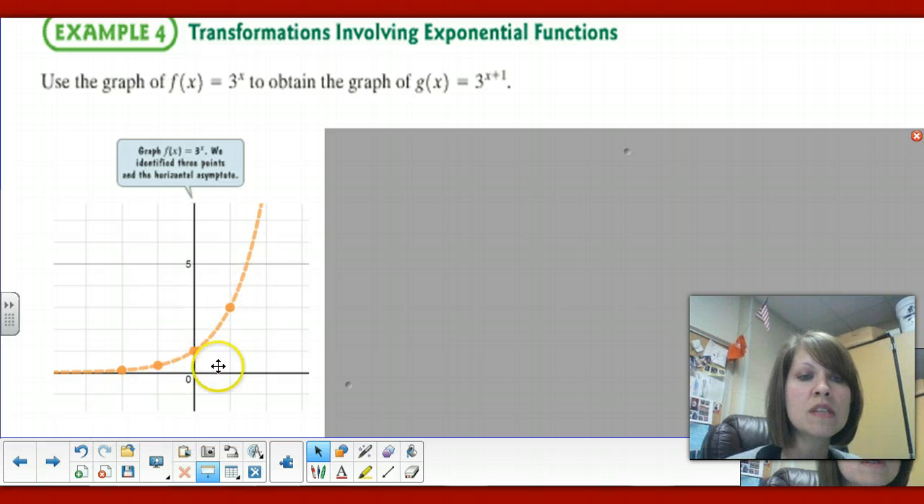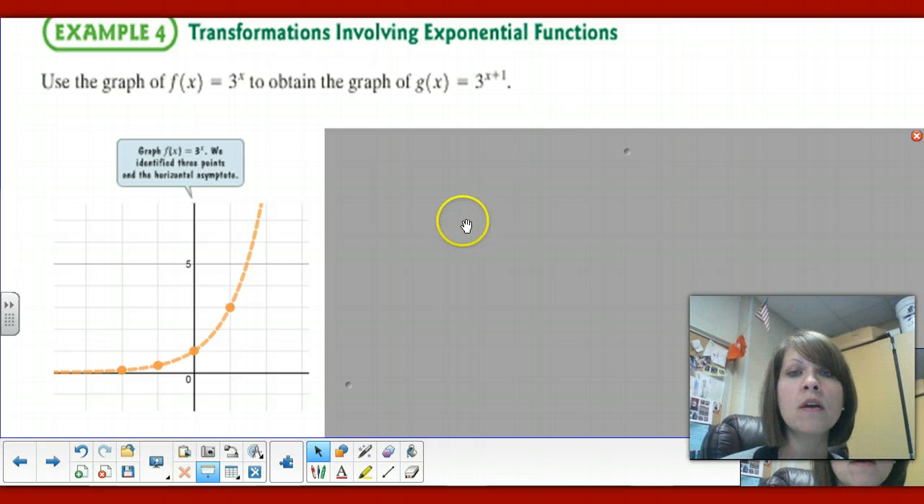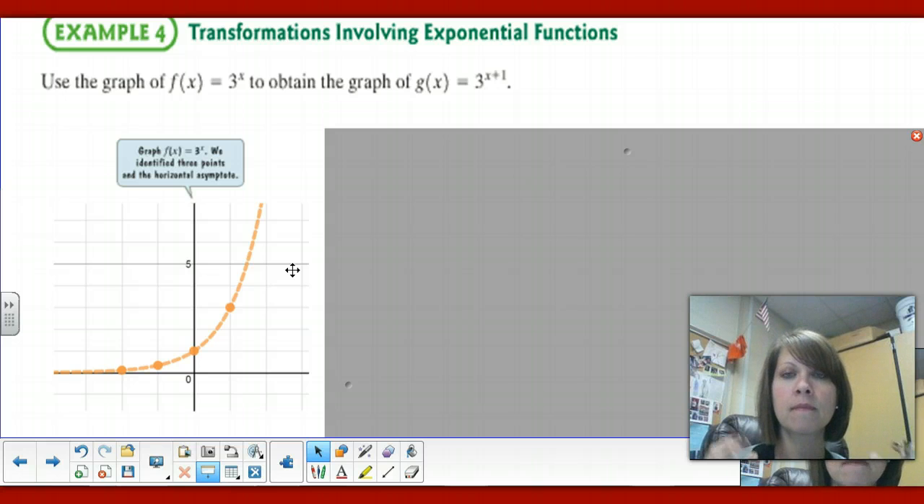If we're going to use this graph to get a graph of g of x equals 3 to the x plus 1, we're going to take this 3 to the x function and we're going to shift it. I want you to think, is it a horizontal or vertical shift? Horizontal, because the plus 1 is in that exponent. And horizontal is opposite of the way you think. So instead of shifting it right one, it actually shifts it left one.